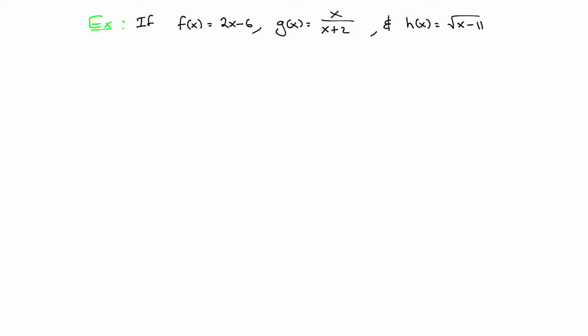So, if f of x is equal to 2x minus 6, g of x is equal to x over x plus 2, and h of x is equal to the square root of x minus 1. Excuse me, I messed up. Find the following functions and their domains.